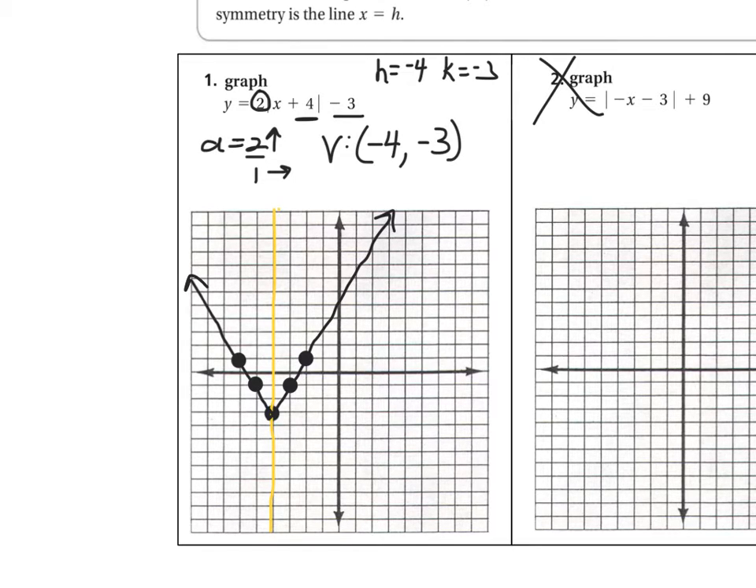Okay, so now you should be able to graph any absolute value equation I give you, where a is not necessarily 1. You've got an h, sometimes you don't. You've got a k, sometimes you don't. But you should always be able to graph absolute values.